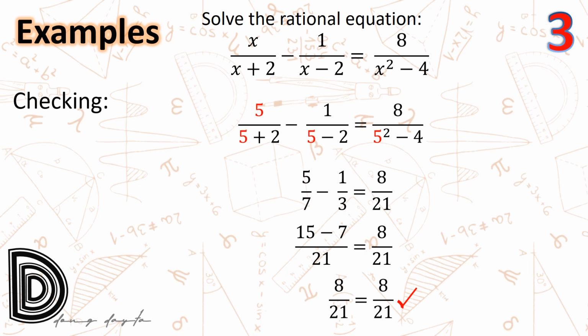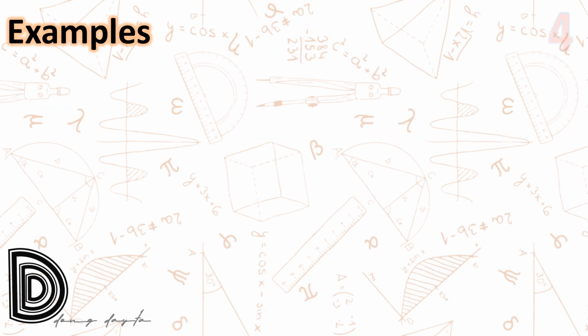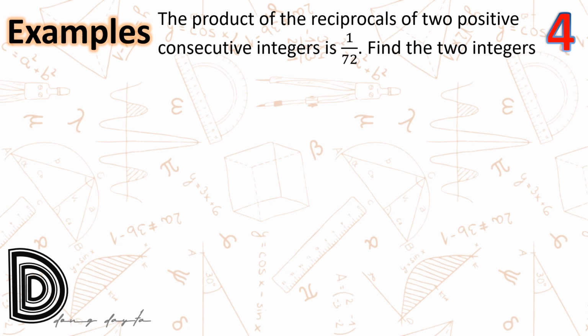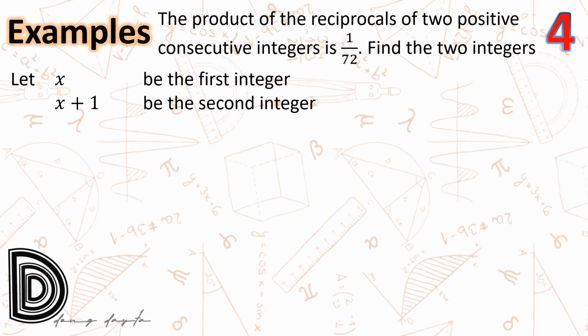Okay, let's proceed to another example. Example number 4. This time, let us have a word problem. The product of the reciprocals of two positive consecutive integers is 1 over 72. Find the two integers. So let x be the first integer, since we have consecutive integers, x plus 1 be the second integer. Then we have the equation 1 over x, the reciprocal of x, times 1 over x plus 1, reciprocal of x plus 1, equal to 1 over 72.